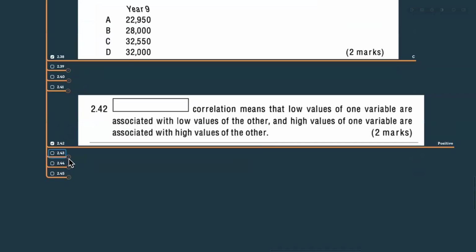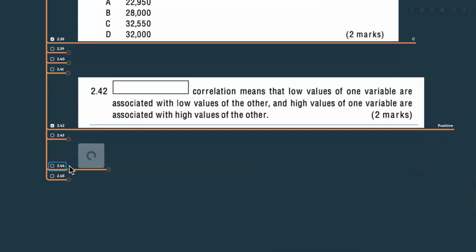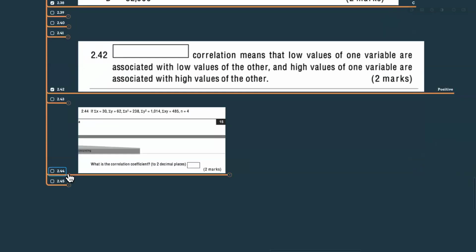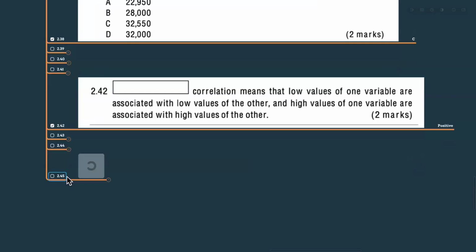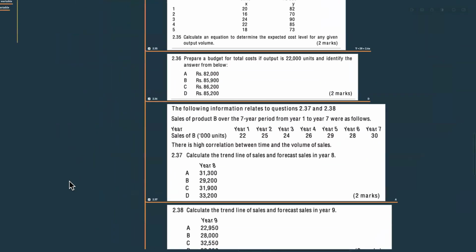And 2.43, we have to study something. And 2.44, also we have to study. 2.45, we have to study. Right.